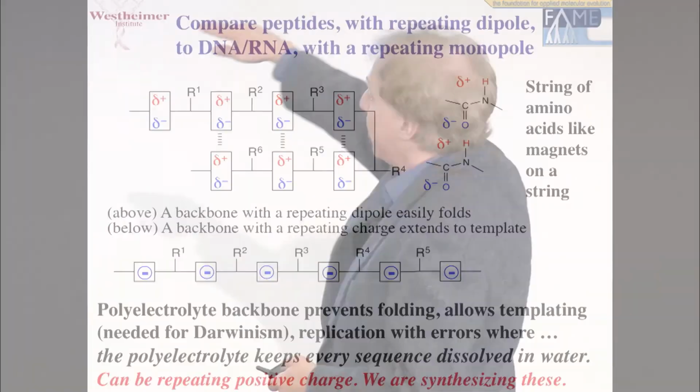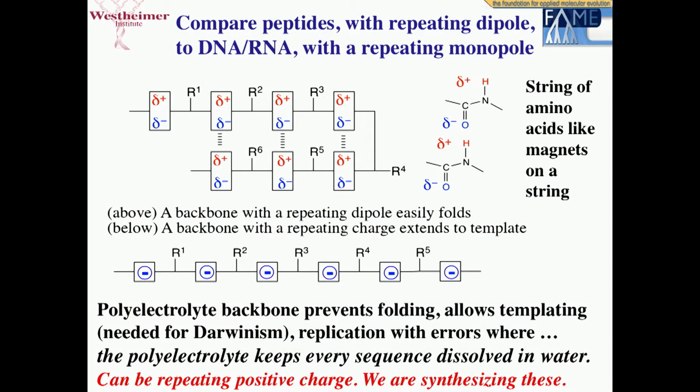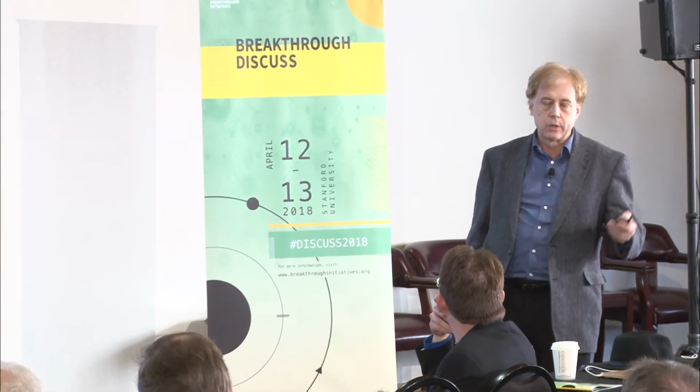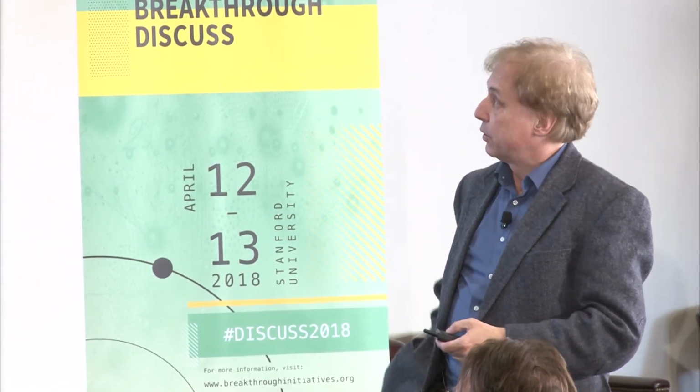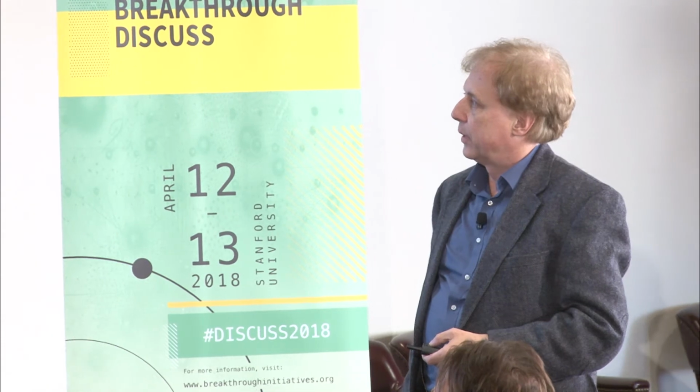The repeating monopole, that negative charge, negative charge, negative charge in the backbone of the nucleic acid, causes that molecule to stretch out. It prevents it from folding on itself to a large extent, and by the way, as a result, it keeps itself dissolved in water. So unlike the egg that you had this morning, where the protein intrinsically precipitates even though it starts off as a soluble egg white or egg yolk, these proteins will intrinsically precipitate just like those magnets on a string will interact with each other.